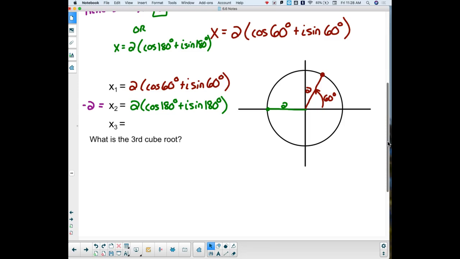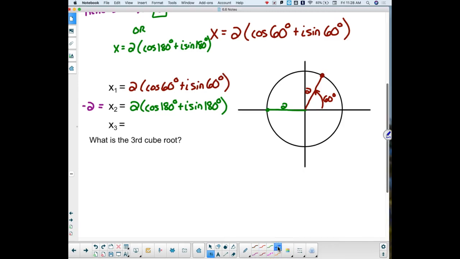Between 60 and 180 is 120 degrees. There's a gap here of 120 degrees. So if you add 120 to 180, you get 300. So let's look at where 300 degrees would be. 300 degrees would be down here.